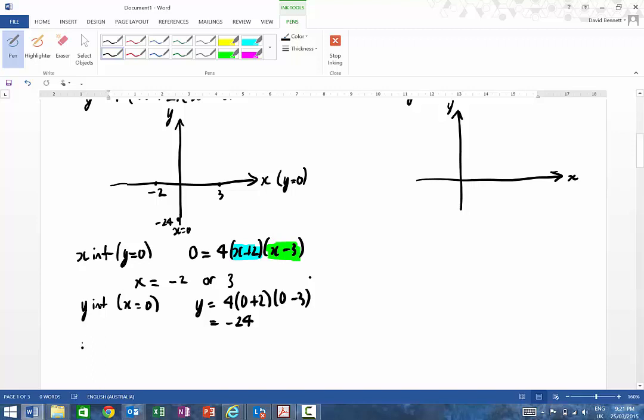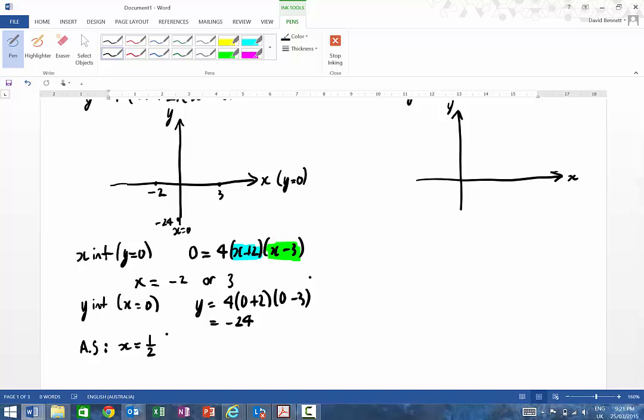I'm just going to call that axis of symmetry, and that's going to occur when x is halfway between my two x-intercept points. Now if I'm looking at 3 and -2, that is a distance of 5. So therefore my value is going to be 2.5. So my axis of symmetry is going to occur when x is equal to 1/2. In other words, it's going to be 2.5 from -2 and 2.5 from 3.